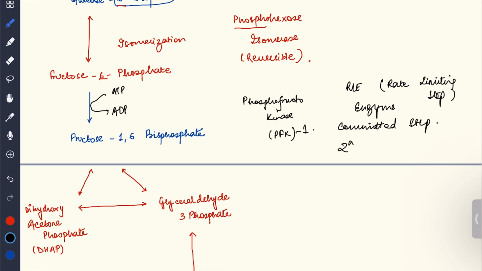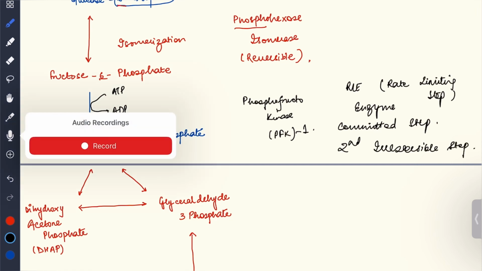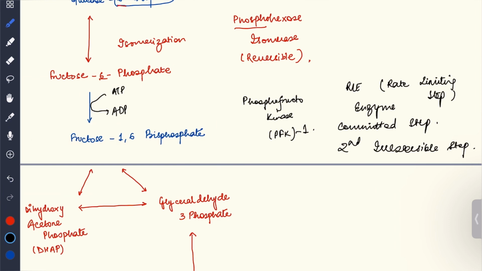And this is the second irreversible step of glycolysis. These are very important. Okay, this is the second irreversible step of glycolysis.